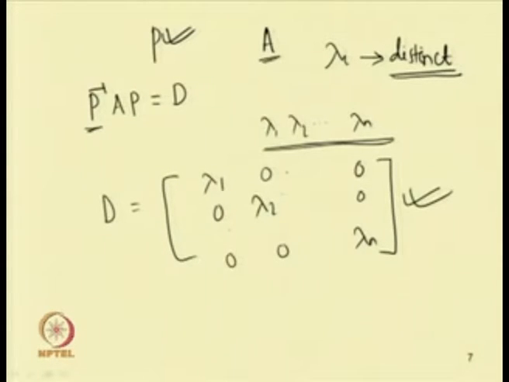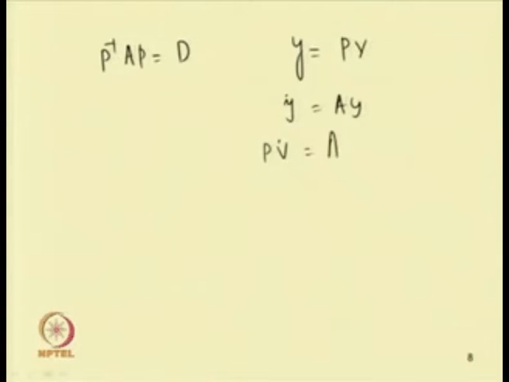So, for now, taking P inverse A P equal to D, let us take y equal to P V. Then y dot equal to A y will reduce to P V dot equal to A P V. From this equation, I can write A P equal to P D. So, as A P equals P D, I can write P V dot equal to P D V, or V dot equal to D V.